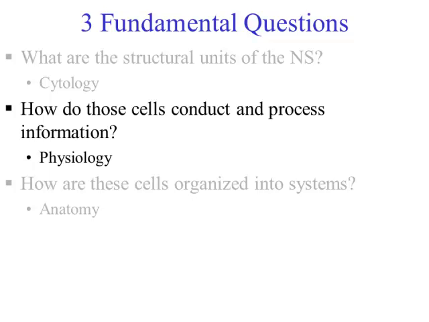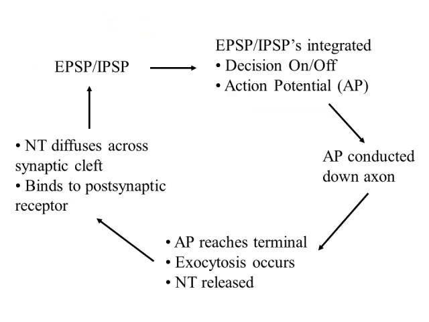So, we've talked about the structural units of the nervous system. Now we're going to talk about how those cells conduct and process information. I'm throwing this up at first, even though we haven't talked about any of this, to just show you that there's kind of a cycle here. That one thing causes another thing to happen, which causes another, that eventually causes the first thing to happen.